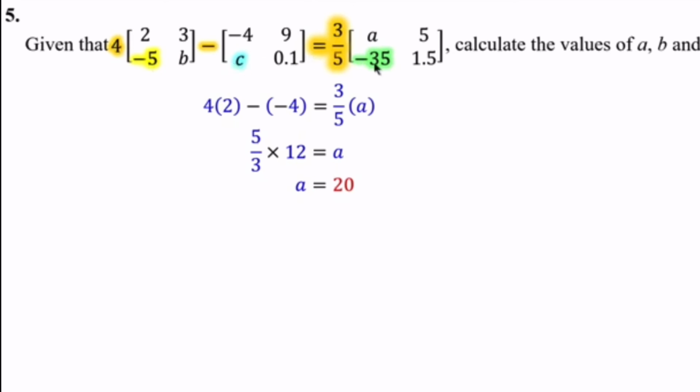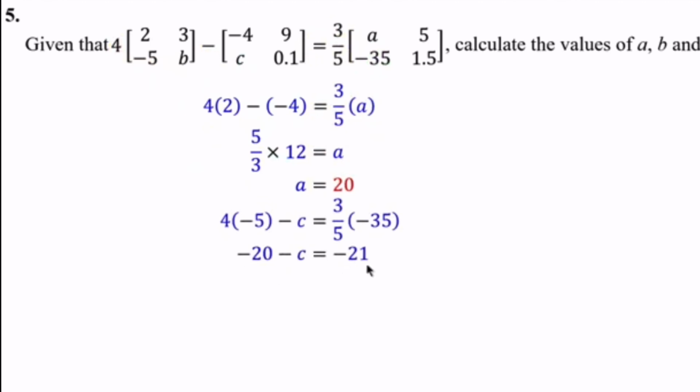4 times negative 5 minus C equal to 3 over 5 times negative 35, right? It must follow what we call the position of the element. So it's negative 20 minus C is equal to negative 21. So we will solve it, we get the answer for the C. So finally, we will do the rest for the B.